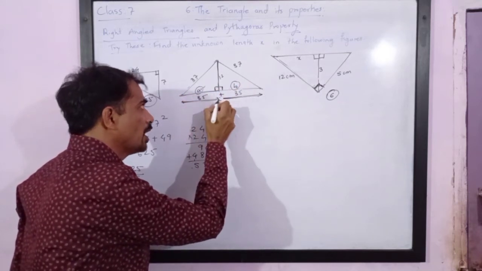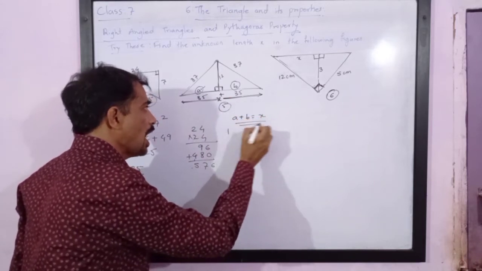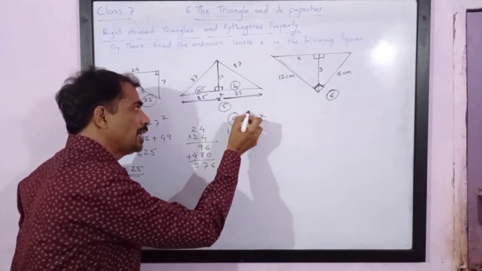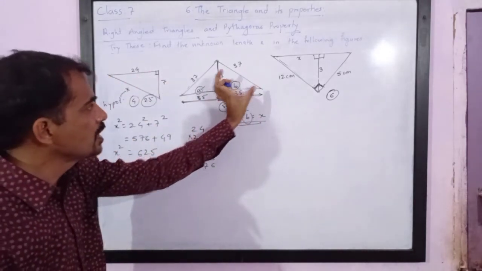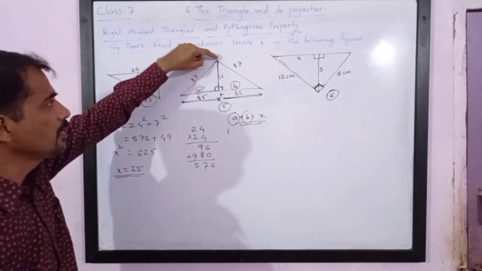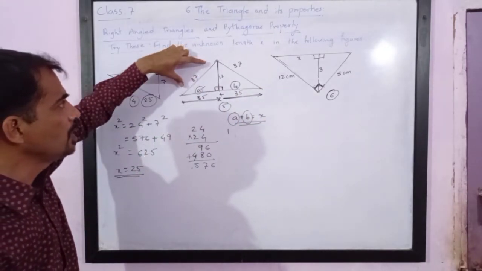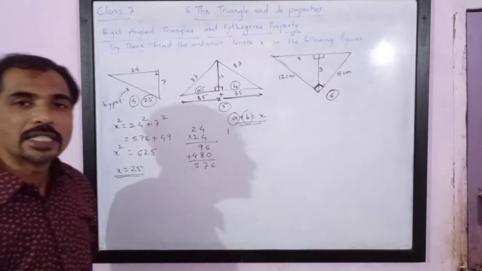So in total you will get a plus b is equal to x. We are going to find a separately and b separately. So a is this distance, b is this distance and the total distance is x. Now in the right angle triangle, that is in this triangle, we have hypotenuse equal to 37, height equal to 12 and the third unknown side as a.